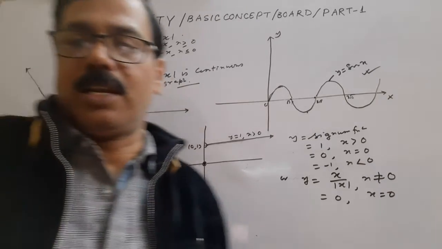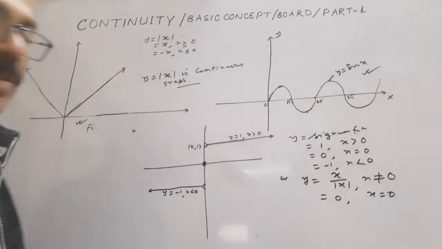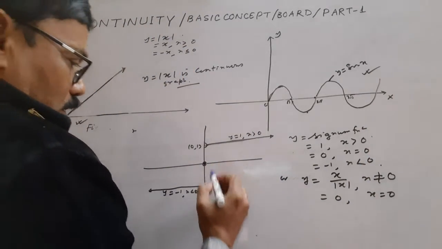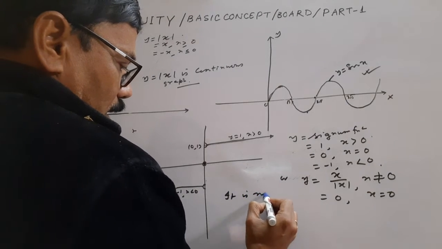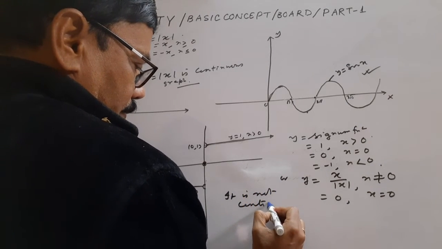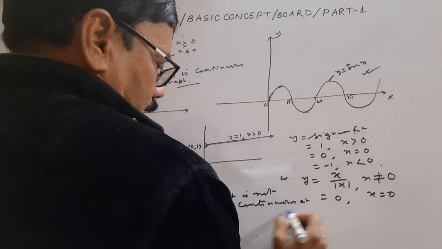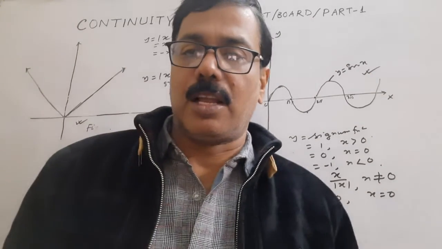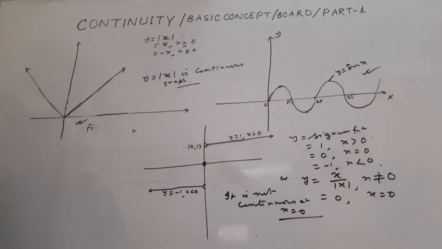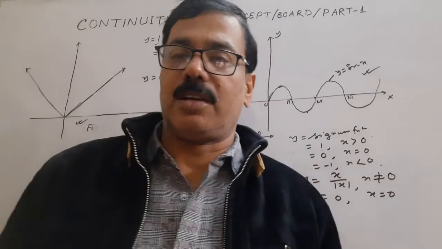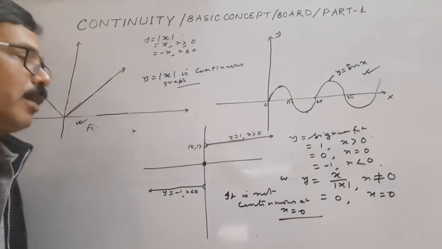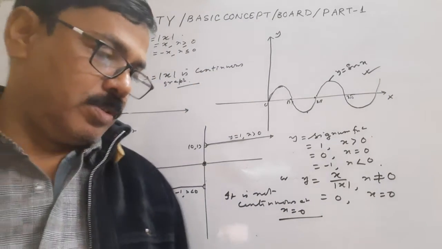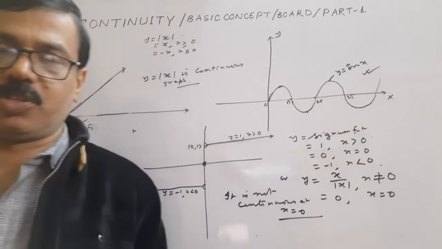So obviously it has a break point. And you see the restriction on x equals to 0. So it is not continuous at x equals to 0. So these are the practical examples. I have already discussed different types of graphs in previous videos. Now the theoretical approach.